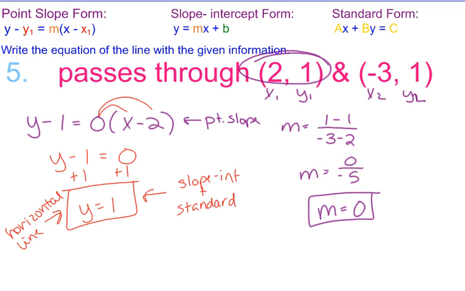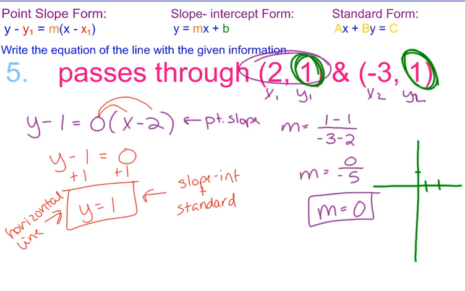Now, how could I have known I was going to get that as an answer? Look at your original problem. Look at the y values. They are the same. Anytime that happens, it has to be a horizontal line. Think of this in a graph. I'm just going to sketch one here.